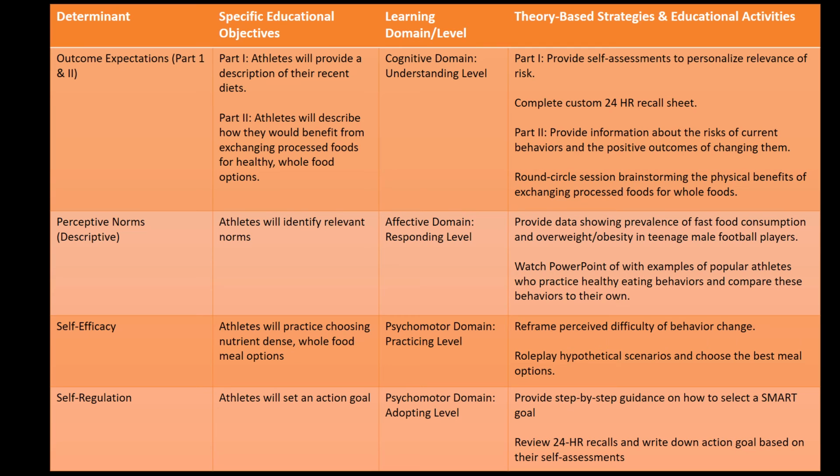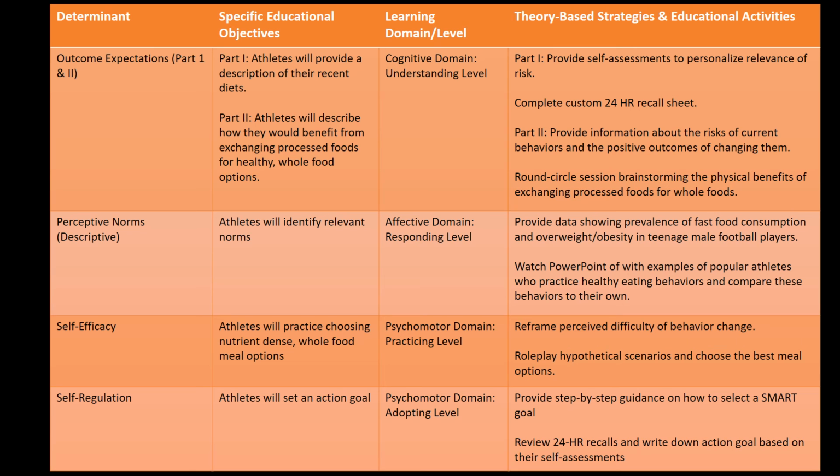So let's jump right into my first determinant, which is outcome expectations, specifically at the understanding level of the cognitive domain. And I separated this into two parts. So the objective for part one is for the athletes to provide a description of their recent diets.